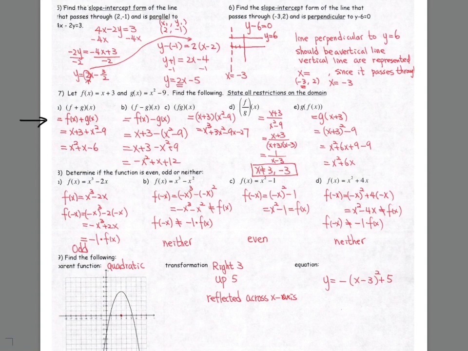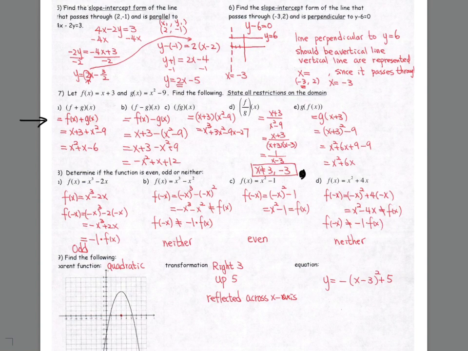Letter C, f times g. So f of x times g of x. You are multiplying the two functions together. You are not going to multiply another x. Letter D, dividing. So make sure you restrict the domain. So what cannot be your x values? Those numbers that will make your denominator equal to 0. So make sure you mark down what are the x values that are not okay. So x cannot be 3 nor -3.